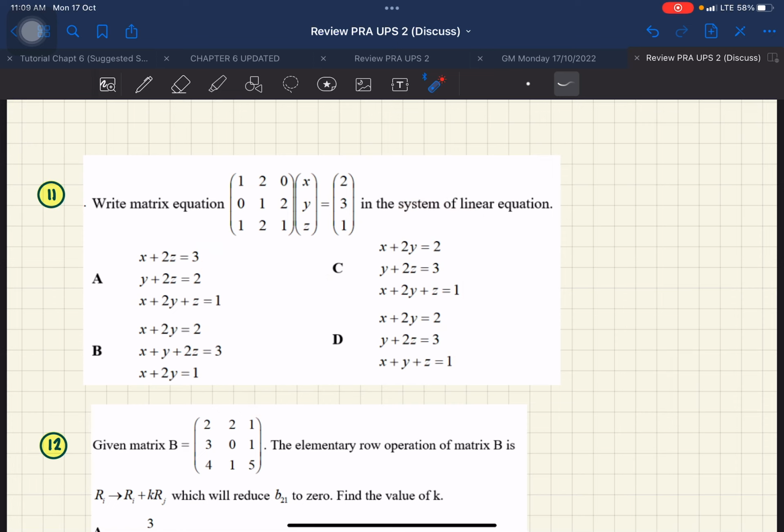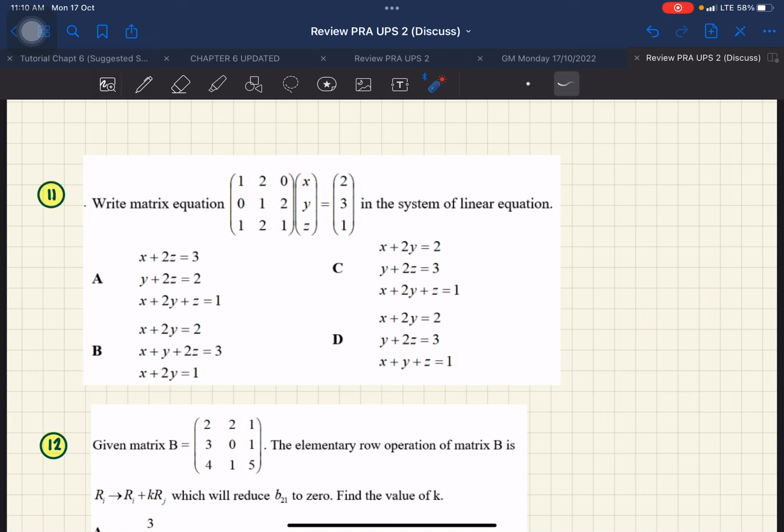Okay, but in this case, dia nak terbalik sahajalah. So, kena tengok one by one betul-betul. Tengok betul tak x, y, z punya coefficient dekat situ. Okay, so untuk yang pertama, kita ada 1, 2, 0. Okay, so maksudnya kita ada x plus y plus z equals to 2.